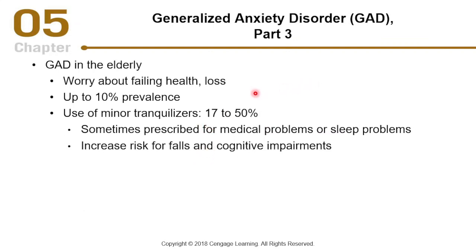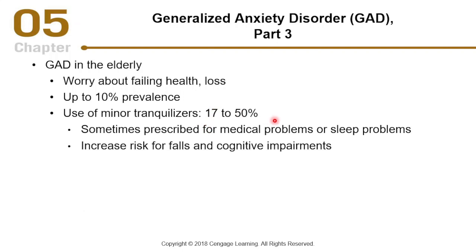Okay, in the geriatric or the elderly, they usually have anxieties about their failing health or loss. Like, for example, syempre pag matanda na, yung mga cohorts mo, usually namamatay na, di ba? Or you have to retire from your job. So, that is what they worry about most of the time. There is up to 10% prevalence of this disorder happening to this group. And usually they are given tranquilizers, minor tranquilizers in order to address the symptoms.